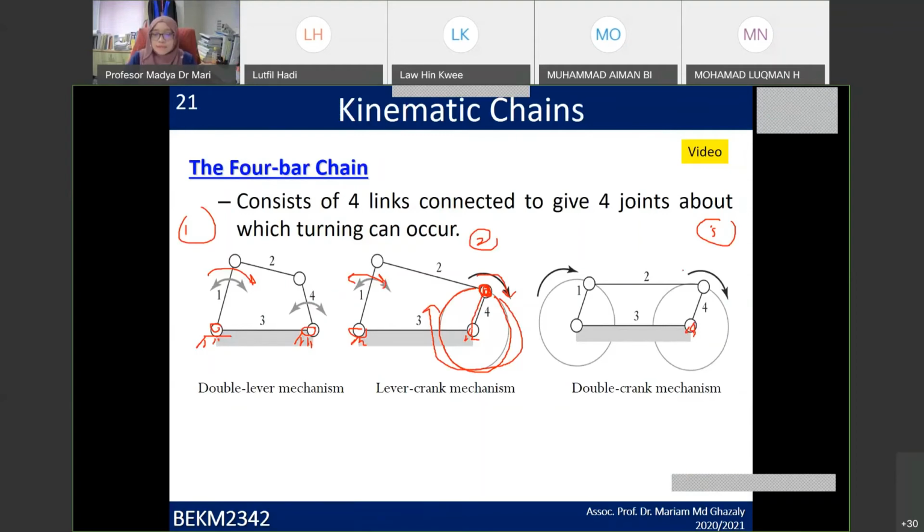And for the third category, you have both sides. This one is fixed. On both sides you have the crank, the crankshaft. So it's going to be fixed here and fixed here. It means that it's able to rotate a full degree.